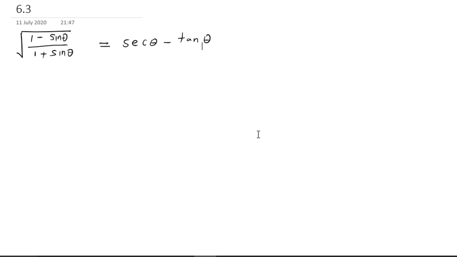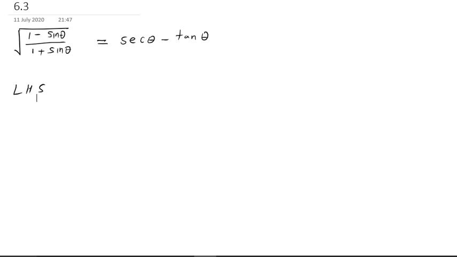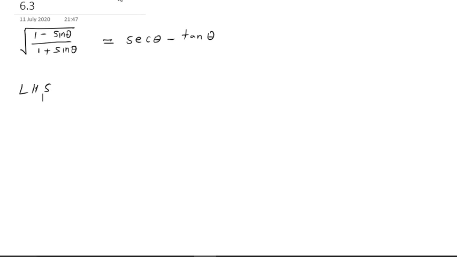Okay, here it is: root of (1 minus sin theta) upon (1 plus sin theta) equals sec theta minus tan theta. So again, begin from the LHS only. As you can see, this left hand side is in square root, so it is obvious that I will start from the left hand side.